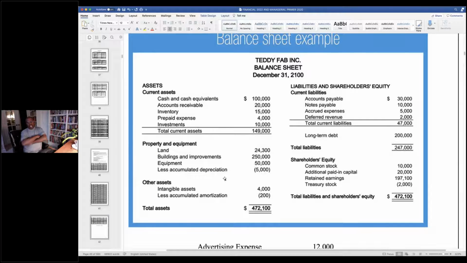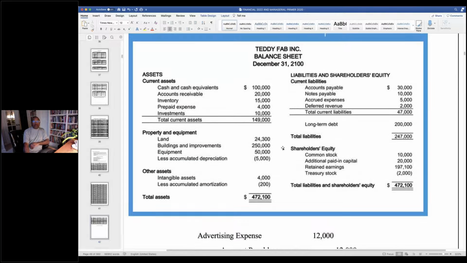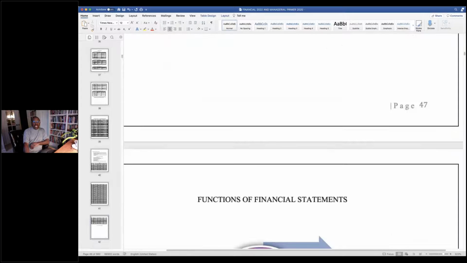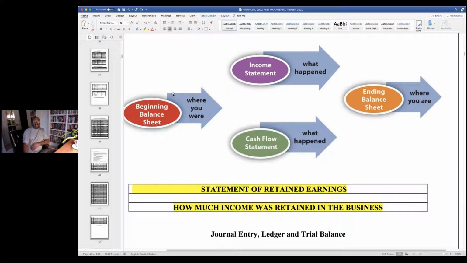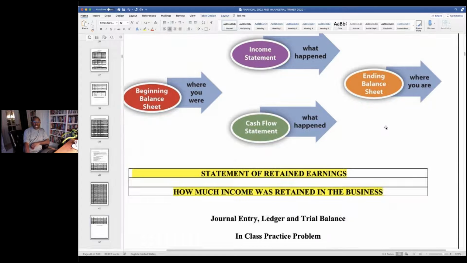Now, continuing students, you will have a beginning and end of the year balance sheet. So you have beginning balances, and you're going to have two balance sheets, beginning of the year and end of the year. Any questions? So on financial statements, the balance sheet, we start off with where we were. The income statement tells us what income we made. The cash flow statement tells us what cash we made. The statement of retained earnings tells us how much of the income was retained in the business. And we get to the ending balance sheet.